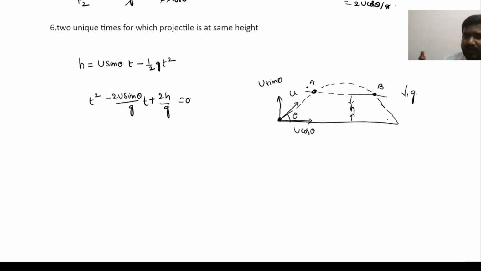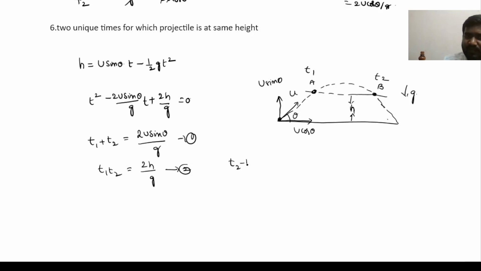So for the two different points, take the time t1 and the time t2. The sum of the roots of this quadratic equation, t1 plus t2, is minus b by a, that is 2u sin theta divided by g. Take this as equation number 1. The product of the roots, t1 and t2, is the coefficient c divided by a, that is 2h divided by g. Take this as equation number 2.